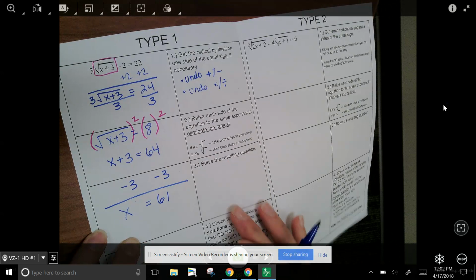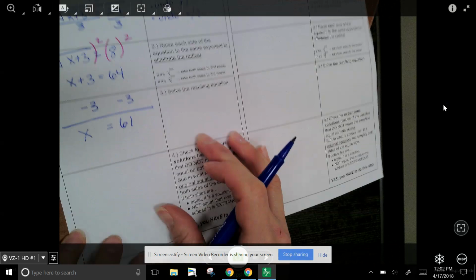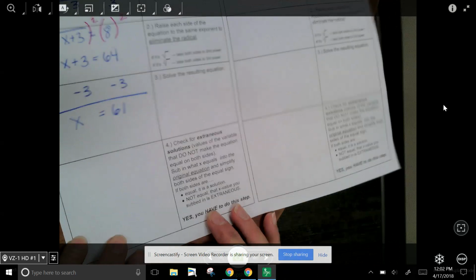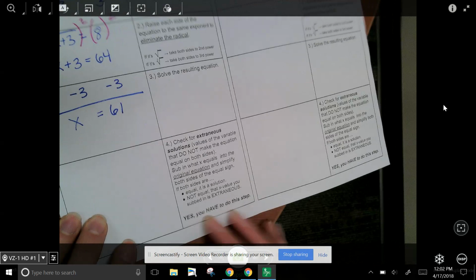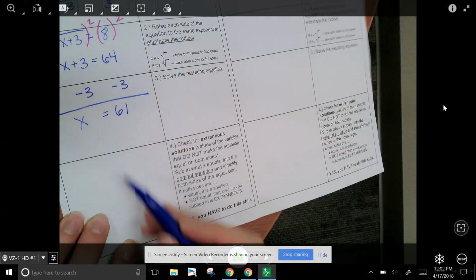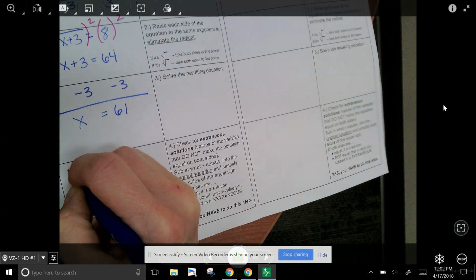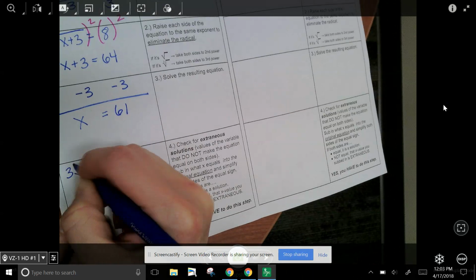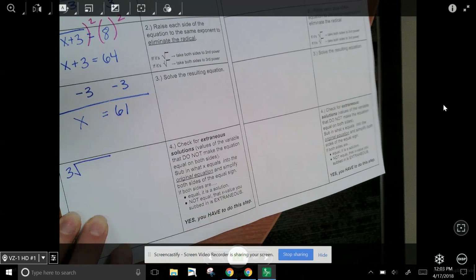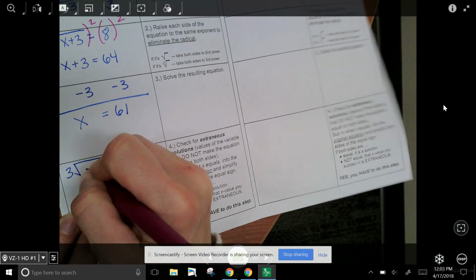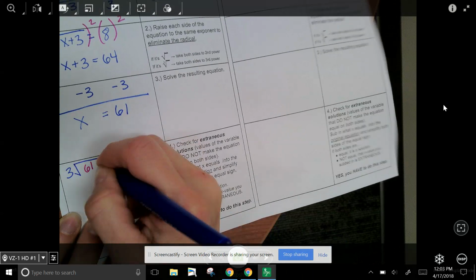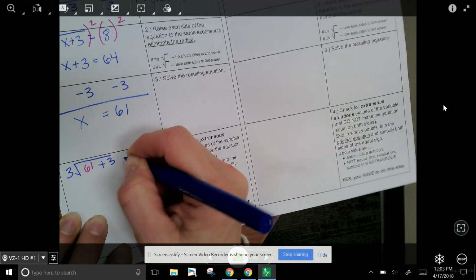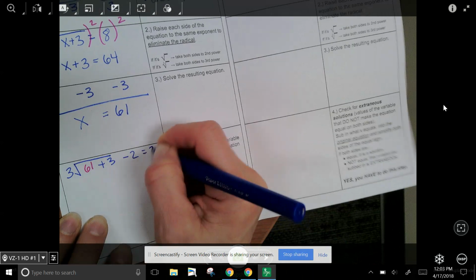I've got one final step to do. That's step 4. We need to check our solution to see if it's extraneous. So in order to do this, I'm going to write the original equation from the top, but I'm going to put 61 in for x. So I've got 3 times the square root, and instead of x plus 3, I'm going to do 61 plus 3. And then there's a -2 equals 22.